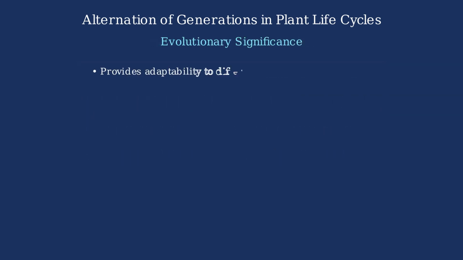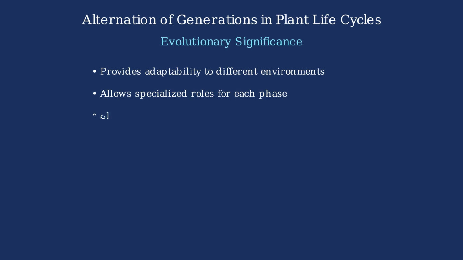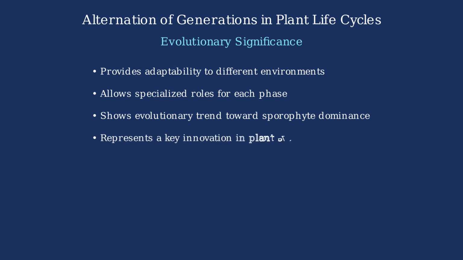The alternation of generations has significant evolutionary importance in plant life. It allows plants to specialize each phase for different functions, from reproduction to photosynthesis and structural support. We can observe a clear evolutionary trend from gametophyte dominance in early land plants towards sporophyte dominance in more advanced groups. This reproductive innovation remains one of the key adaptations that allowed plants to successfully colonize land.